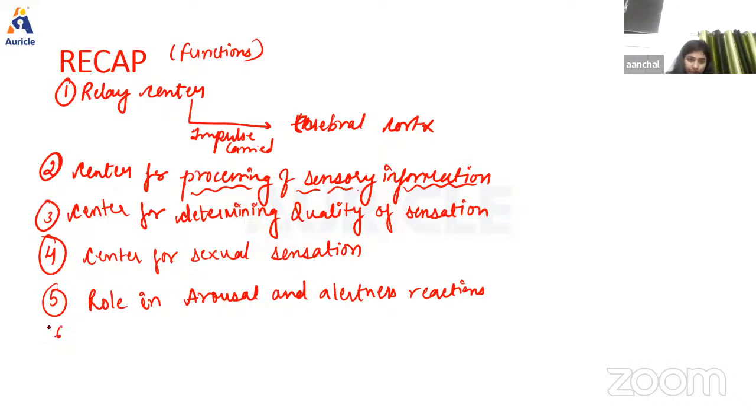Then also, this is the center for reflex activity. As we know, the sensory fibers relay here, right? This is the relay center. So the thalamus forms the center for many reflex activities. Okay, so these are the important functions of the thalamus, and the thalamus is also known as the relay center, as it relays the impulse carried to the cerebral cortex.